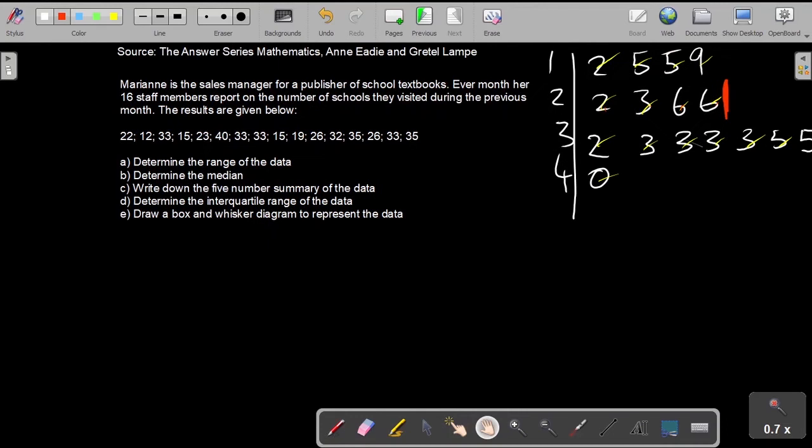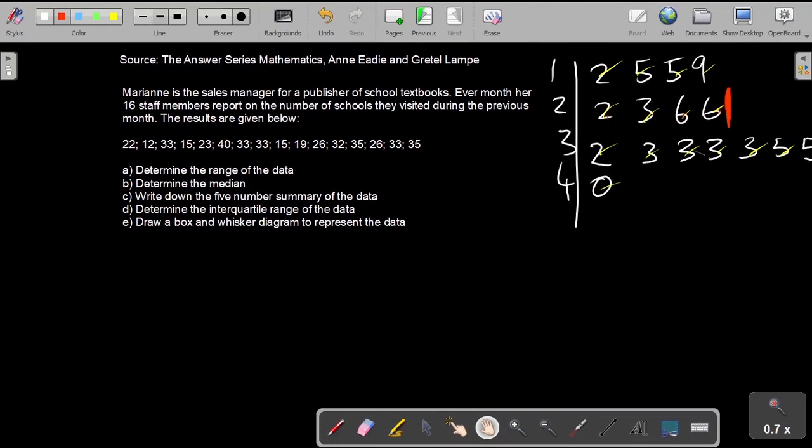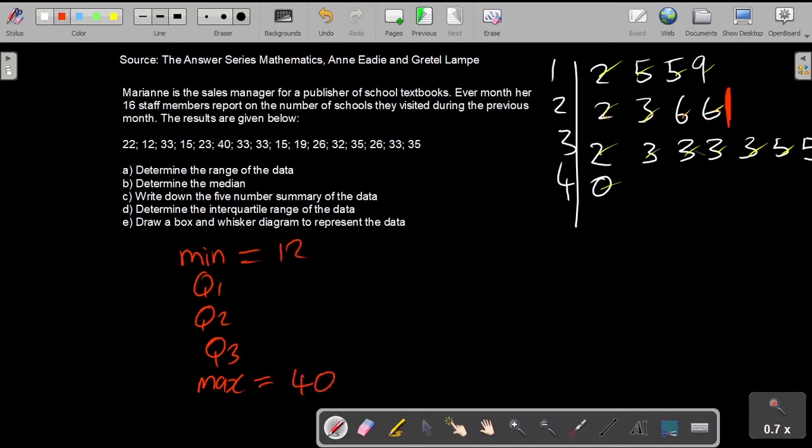It says, write down the 5-number summary of the data. For the 5-number summary, you have the minimum, Q1, Q2, Q3, and the maximum. So there are 5 elements. That is why it's called the 5-number summary. The minimum is the smallest element, and we've already identified that from calculating the range, and that was 12. The maximum is the highest element, and that will be 40. And Q1, we've now divided our data set into 2.